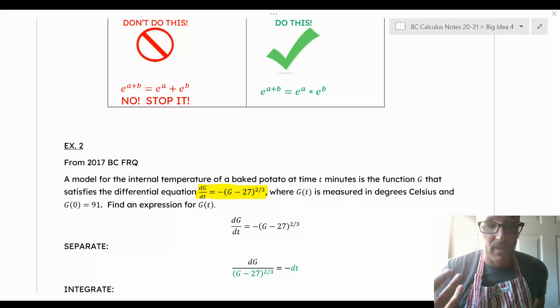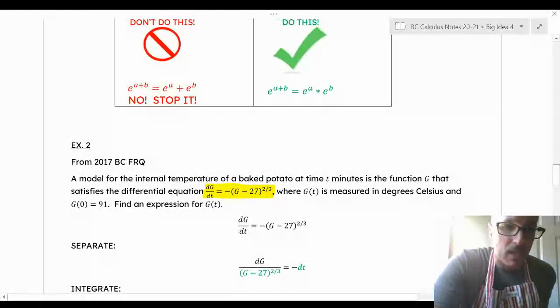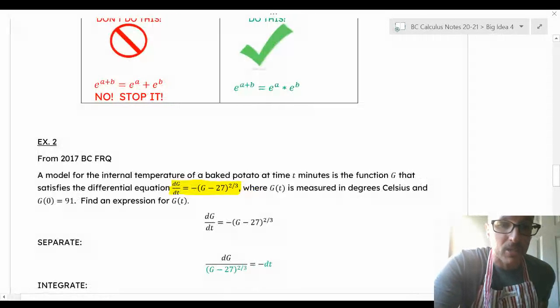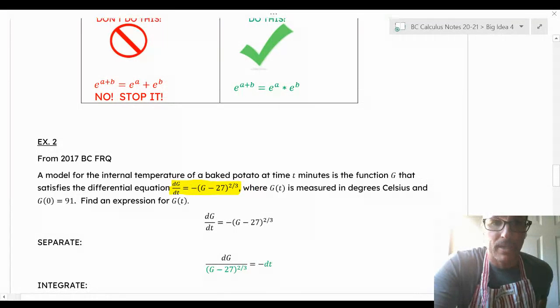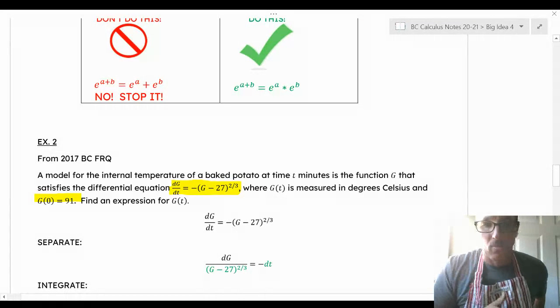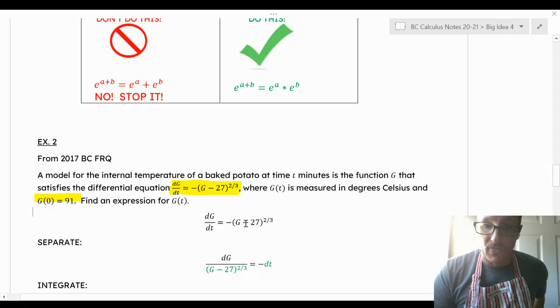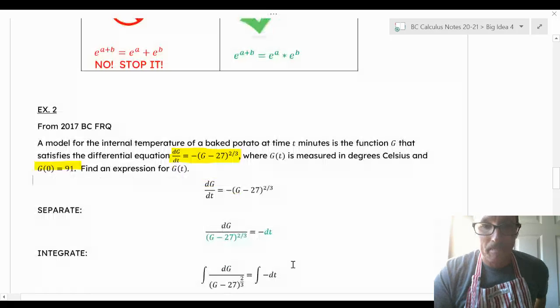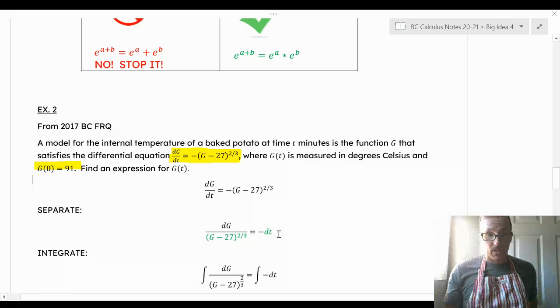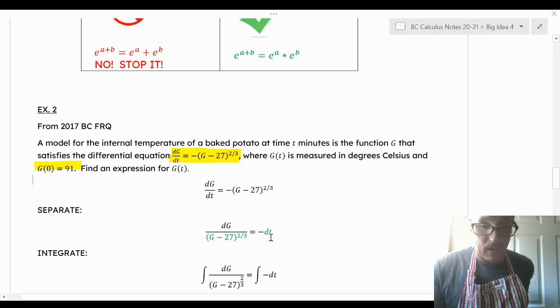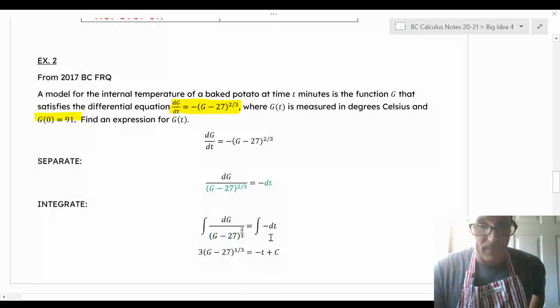So we just have to find an expression for g of t, knowing that the initial condition g of 0 is 91. So we're going to do the recipe. We're going to start with the differential equation and separate the variables. So divide by the quantity g minus 27 to the 2/3 and multiply by dt. You see it there in green, the changes that I've made. Then we'll integrate. So integrating those sides.